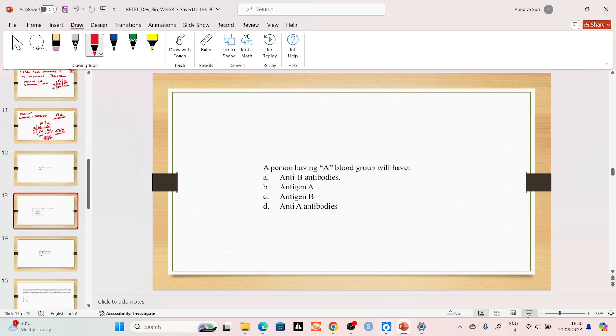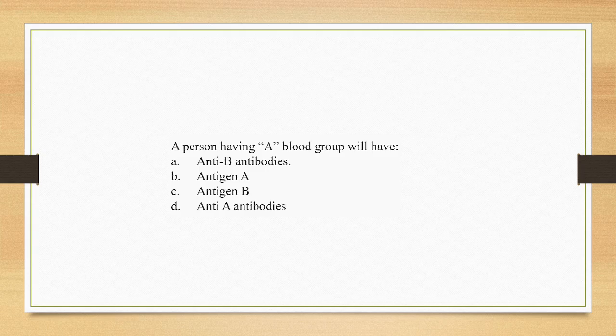It's an easy one. 2 minutes for this question. A person having A blood group will have anti B antibodies, antigen A, antigen B, or anti A antibodies. 2 minutes to answer this question, and then I'll switch the screen. It's an easy one. You should be able to answer.